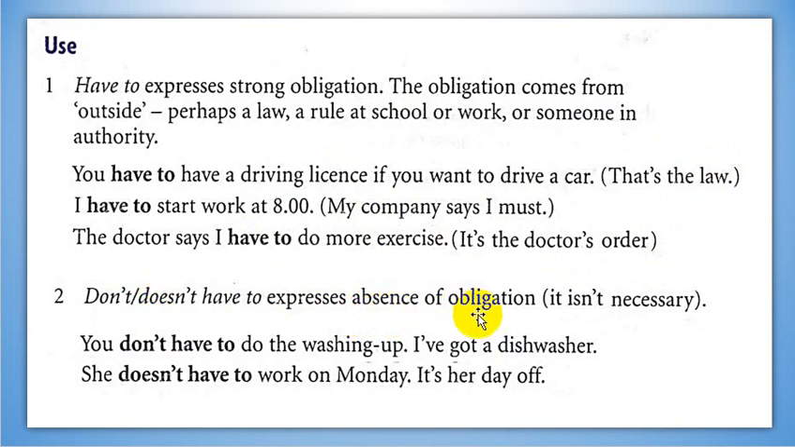Number 2. Don't, doesn't have to expresses absence of obligation. It is not necessary. You don't have to do the washing up. I've got a dishwasher. It means there is no need, or you are not obliged to do something. She doesn't have to work on Monday. It's her day off. Okay? So don't, doesn't have to expresses the absence of obligation, no necessity.